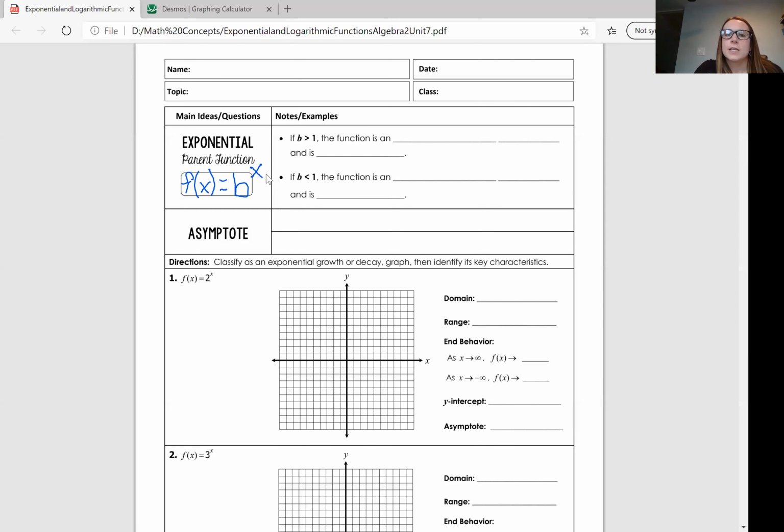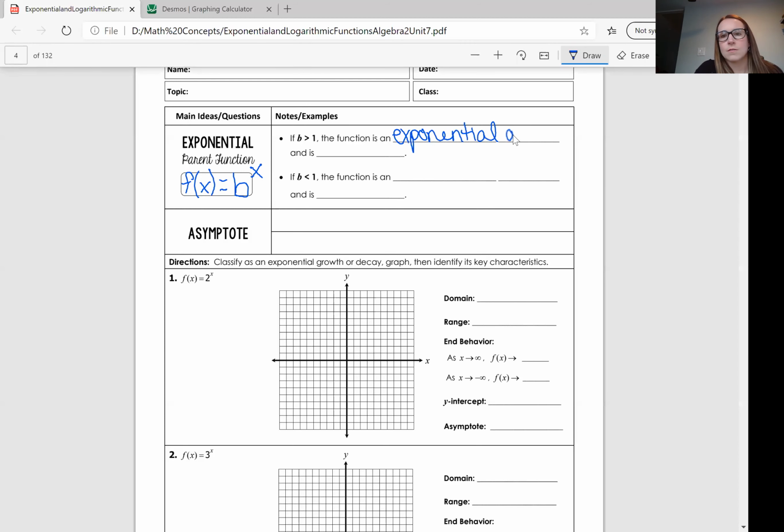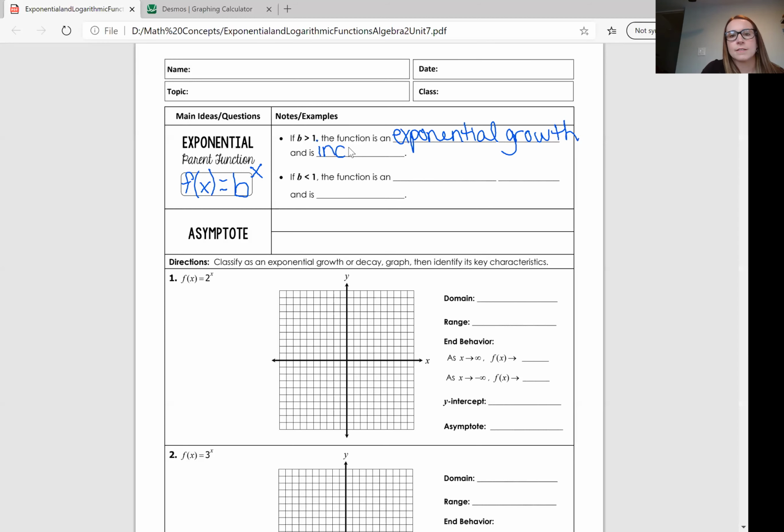So under the notes and examples, it says if b is greater than 1, the function is an exponential growth function and is increasing. Now, you guys can write this on a separate sheet of paper if you have a piece of paper. If you want to print this out, I will put it on Google Classroom and you guys can print it out and do it with me if you want there as well.